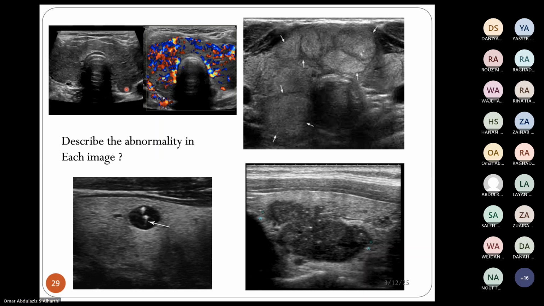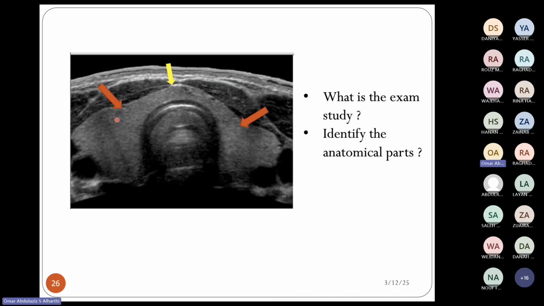All right. Ideally, we want to see it very homogeneous like this, uniform, with the same echogenicity, same texture, very straight and uniform borders. This is how a normal thyroid gland should look like.